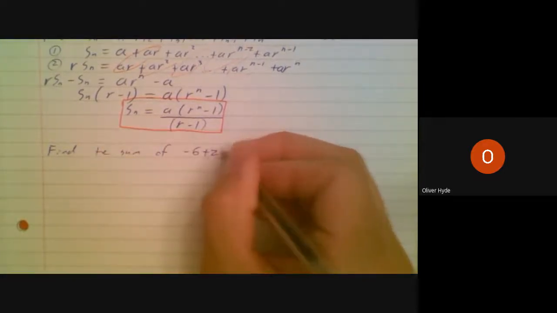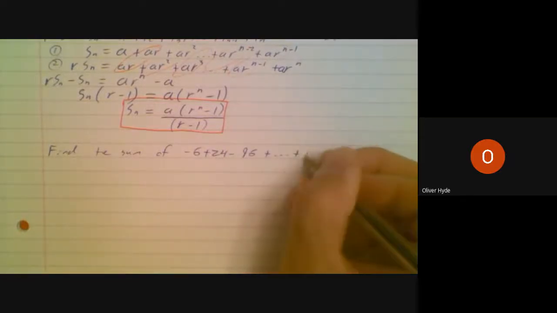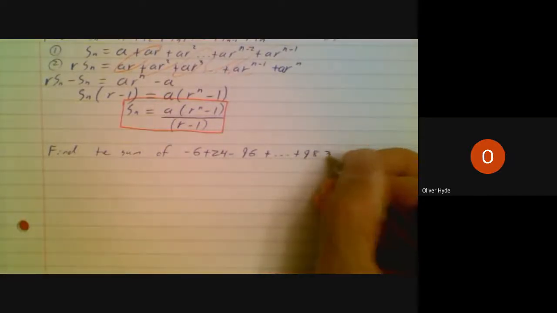Okay, let's try out, I'm not sure if it's a numbered example, but let's just try out one of the examples from the lesson. Let's find the sum of -6 plus 24 minus 96 plus ... plus 98,304.